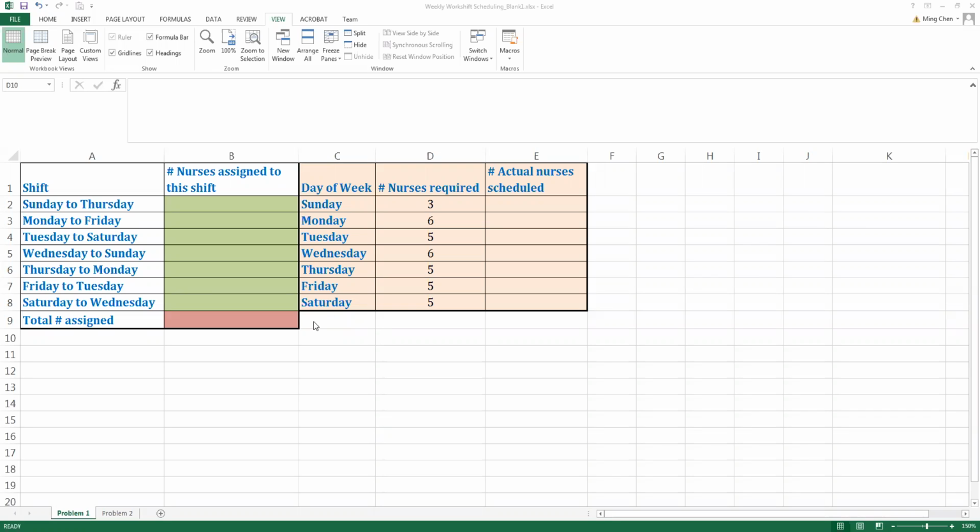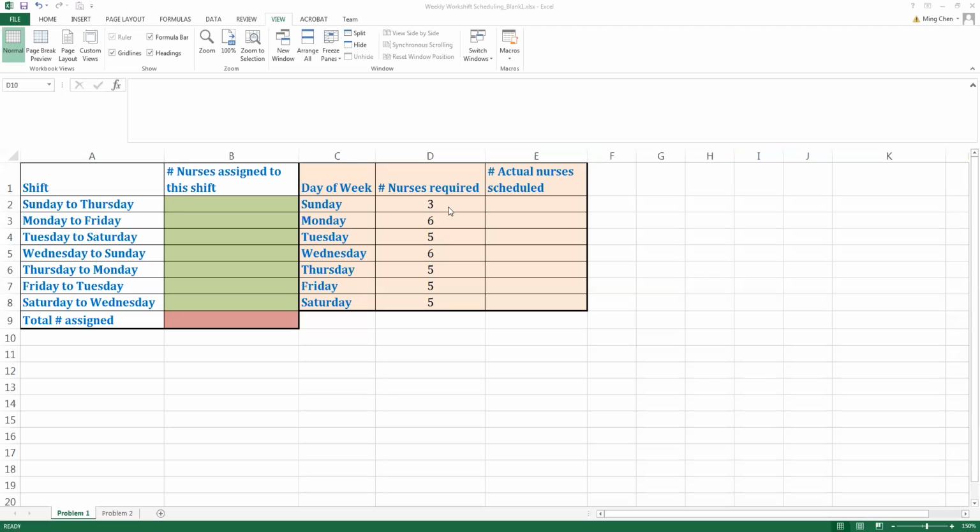In this Excel file, I have two tables. This first table and the second table. Let's first look at the second table. So here I'm talking about the weekly staff scheduling problem. In the second table, if you look at column C, we see 7 days from Sunday all the way to Saturday. So Sunday, Monday, Tuesday, Wednesday, Thursday, Friday, Saturday. So 7 days in a week. In column D, this one shows the staff requirement.